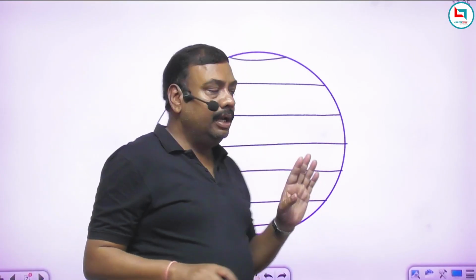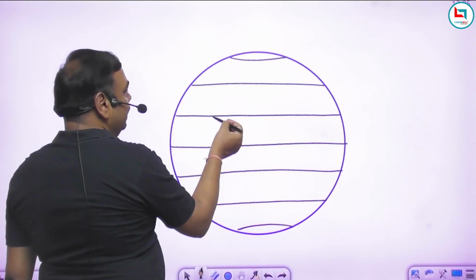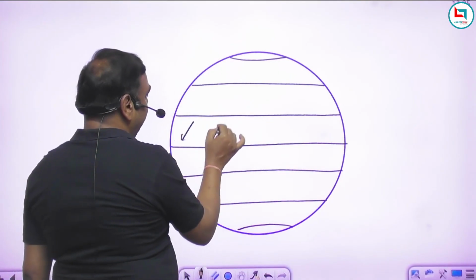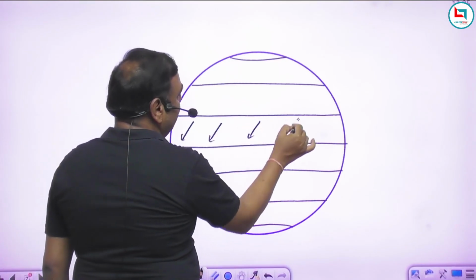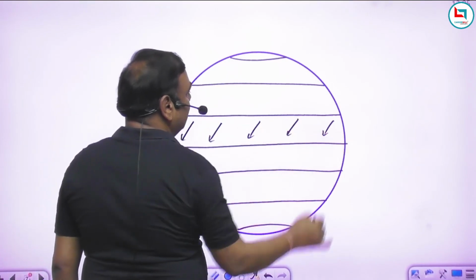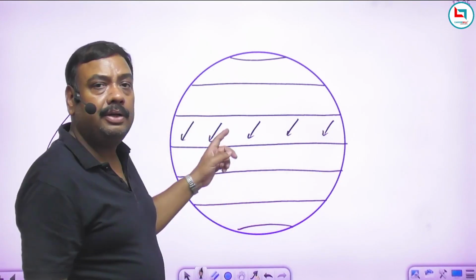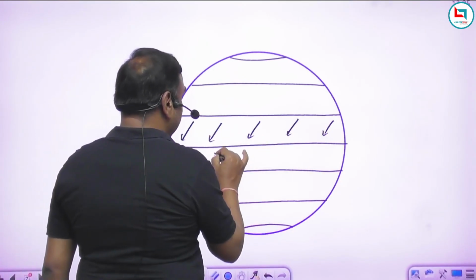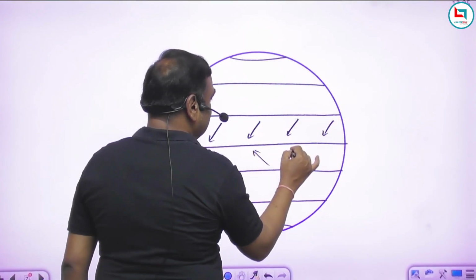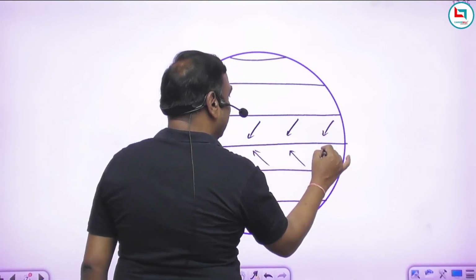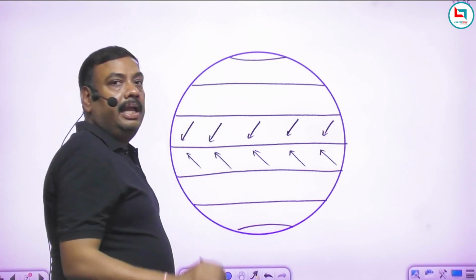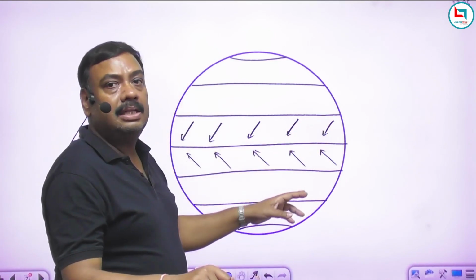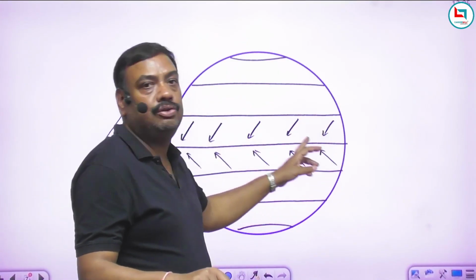Okay. Now we all know that between the subtropical high pressure belt and the equatorial low pressure belt, the winds which are considered as the prevailing winds are the trade winds. Not only in the northern hemisphere, these trade winds are also blowing in the southern hemisphere, but their directions are different. In the northern hemisphere, they are blowing from northeast to southwest. In the southern hemisphere, they are blowing from southeast to northwest.